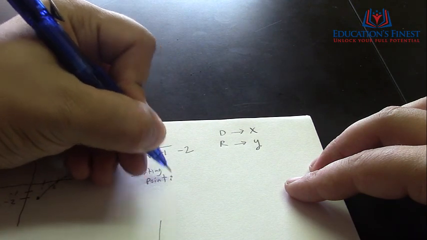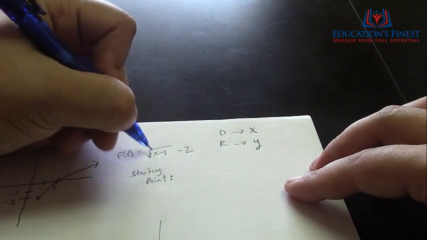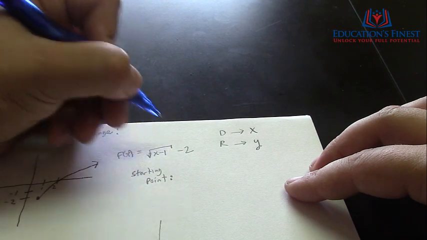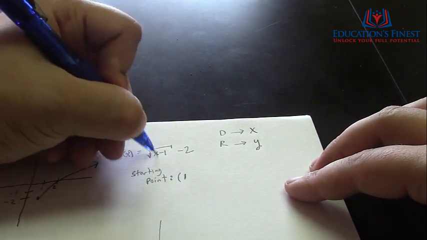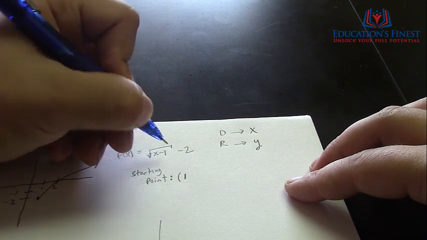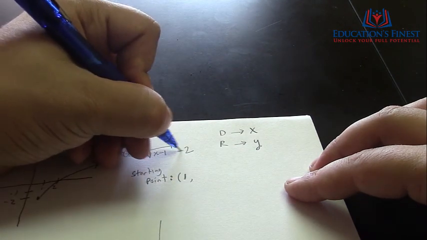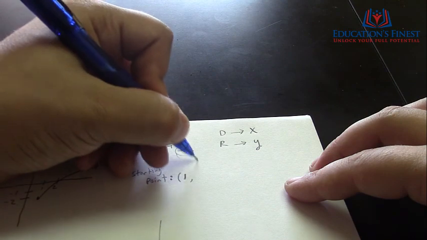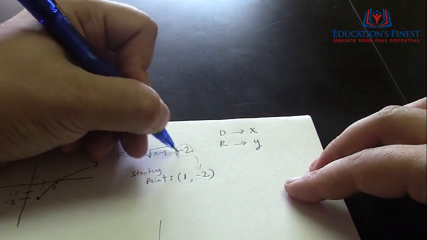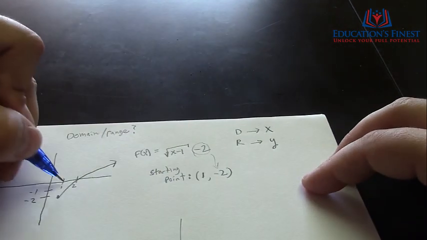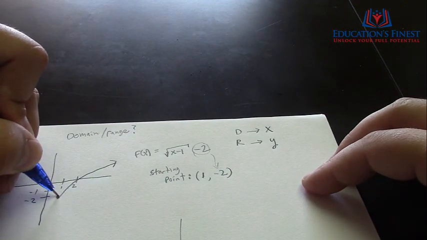Your starting point for your graph, you see this inside this radical here? You have this -1. To find your starting point, it's always going to be the opposite of what's inside here. So opposite of -1 is 1, comma, what is out here, so -2. So opposite of the inside, and then it just takes this guy. So that's your center, and that's where they got this point here, (1, -2).